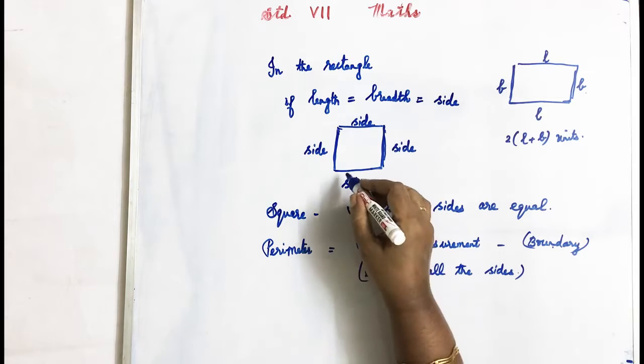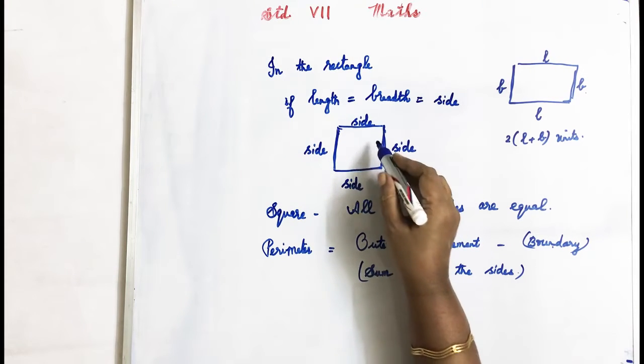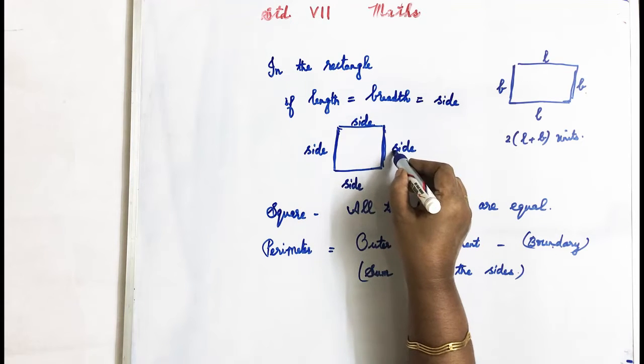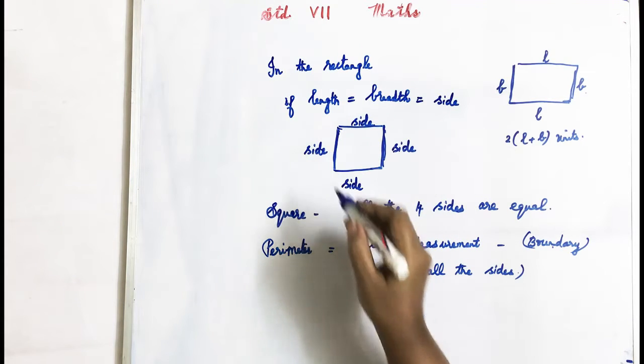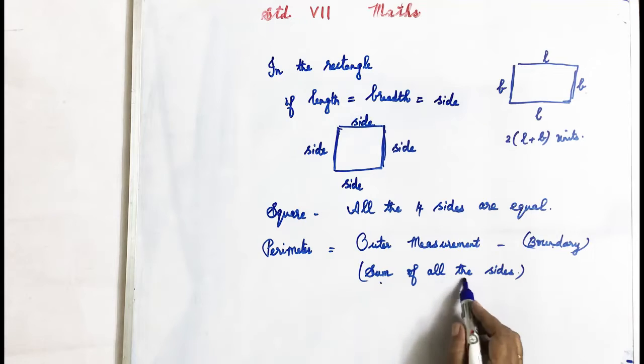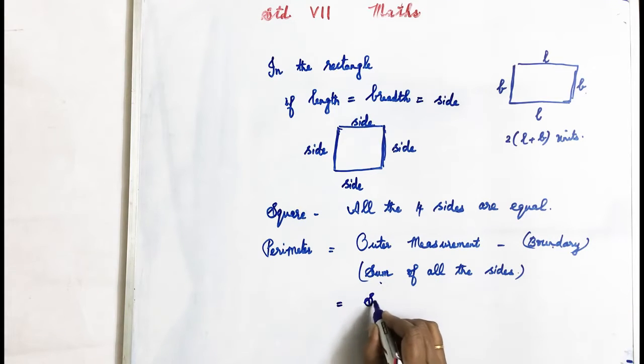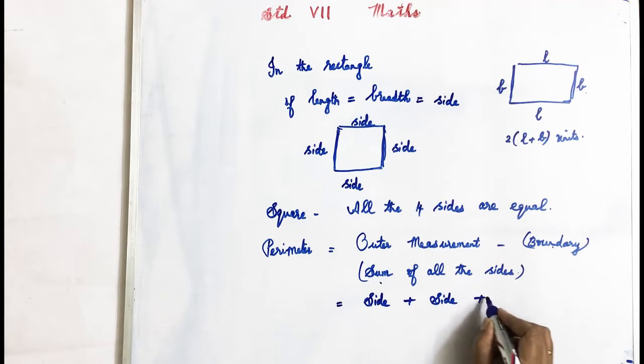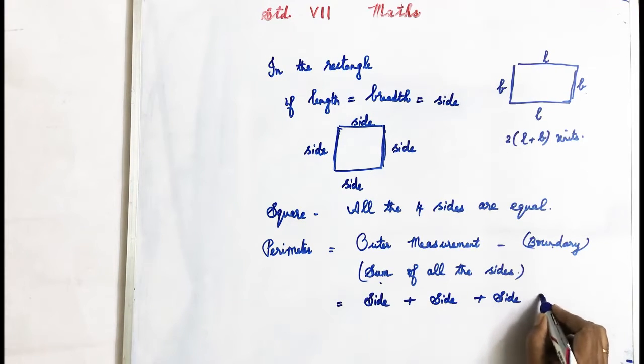Okay, now see here now. What is the perimeter of this? So outer measurement, that is side plus side plus side plus side. And also we have written here sum of all the sides. So it becomes side plus side plus side plus side.